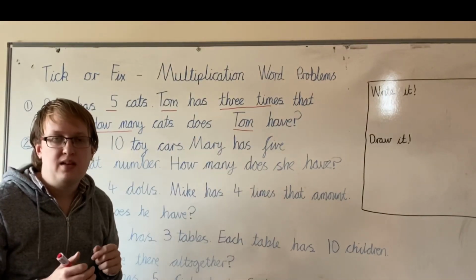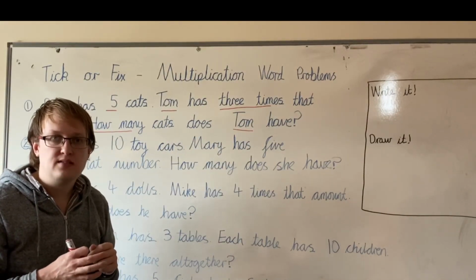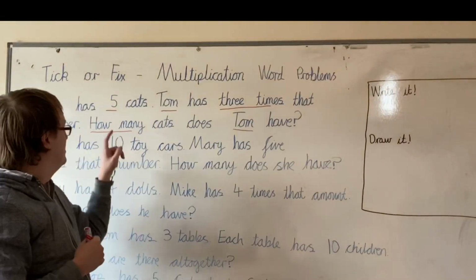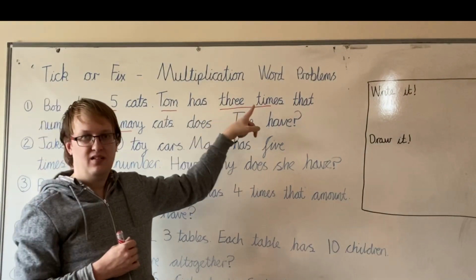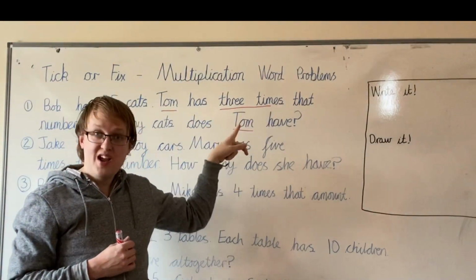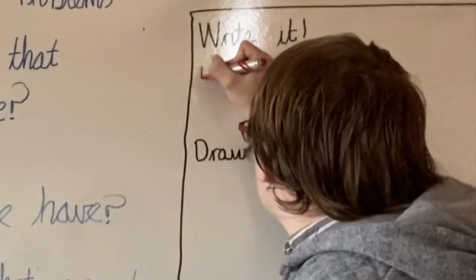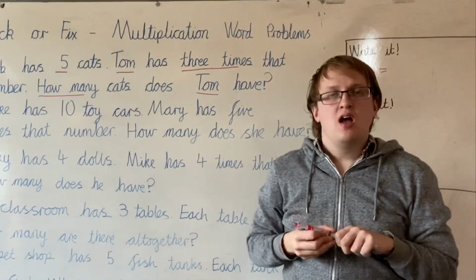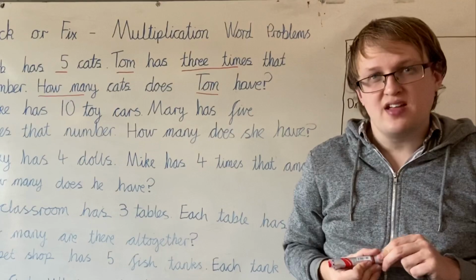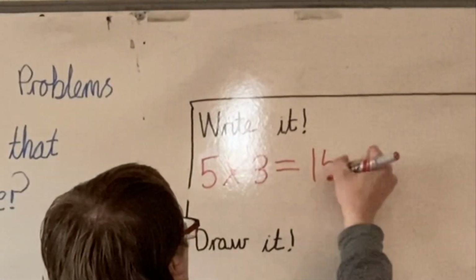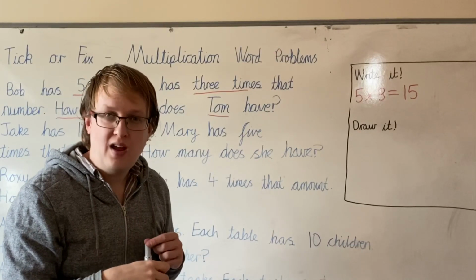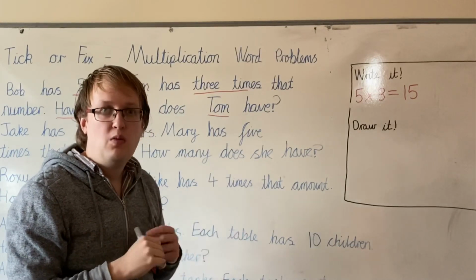My next step is to write that in a number sentence. What do you think my number sentence will be? 5 times 3. And what is 5 times 3? Now I'm just going to draw that using an array so you can really see what we did there.